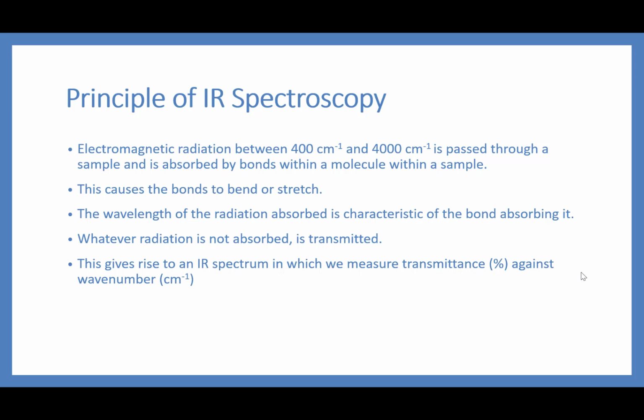The wavelength at which that radiation is absorbed is characteristic of the bond absorbing it. And when I'm talking about the bond, I'm talking about the functional group there. Whatever radiation is not absorbed by that bond or functional group is transmitted, so it's passed through the sample. This gives rise to an IR spectrum, which is going to have your transmittance, so the electromagnetic radiation transmitted through the sample, against wave number.